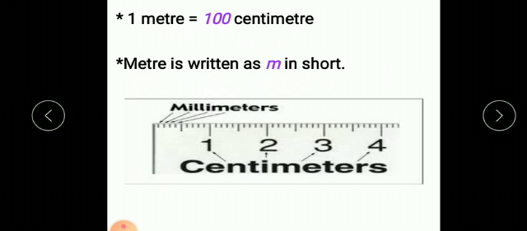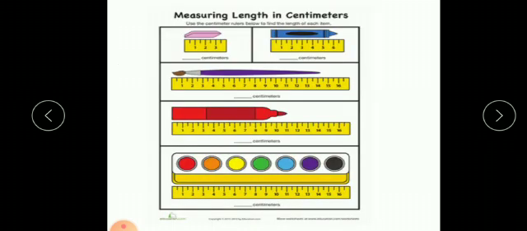Here see. Children, look at your scale. This is 0, 1, 2, 3, 4. In between 0 to 1 there are 10 lines. So each line is a millimeter. 1 to 2, this is 1 centimeter distance and 10 lines are there. Each line is a millimeter. See, measuring length in centimeter.